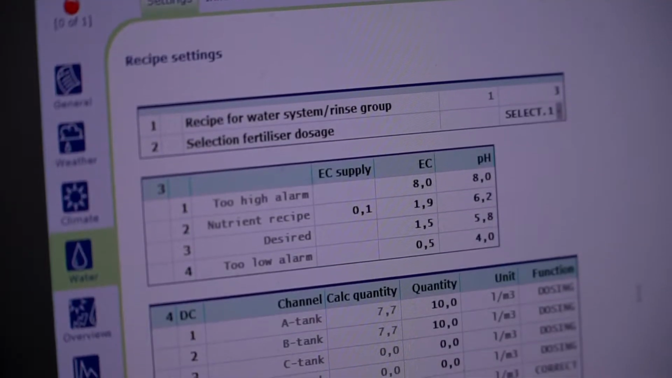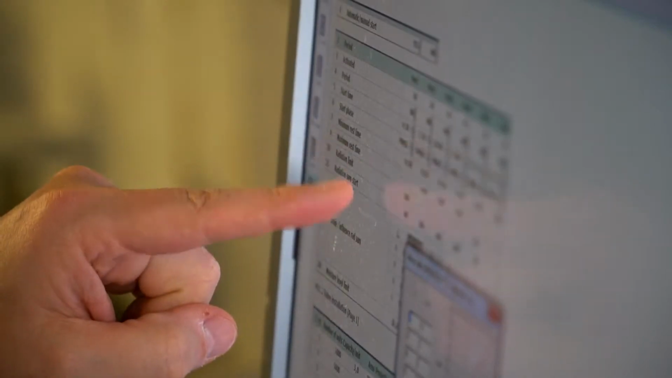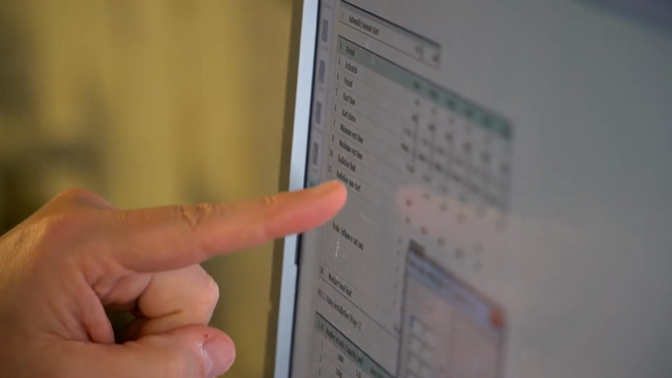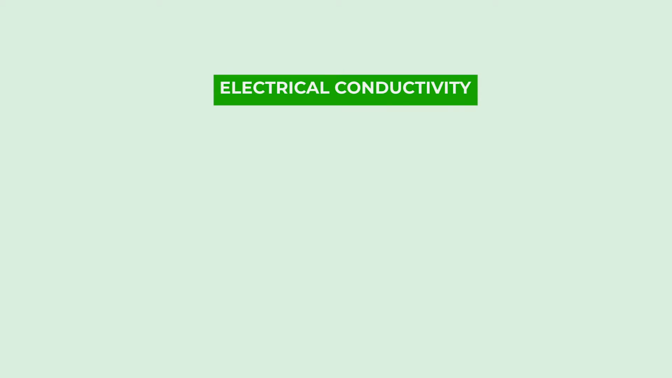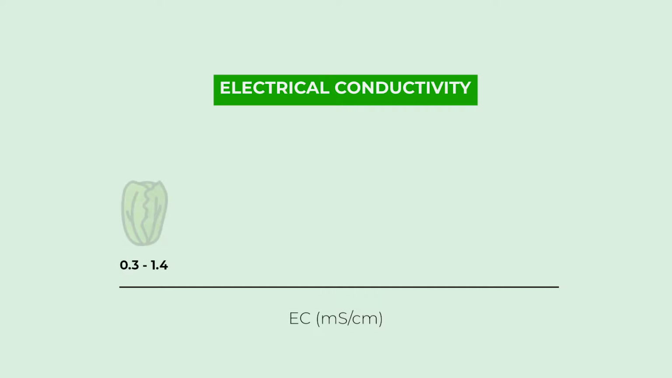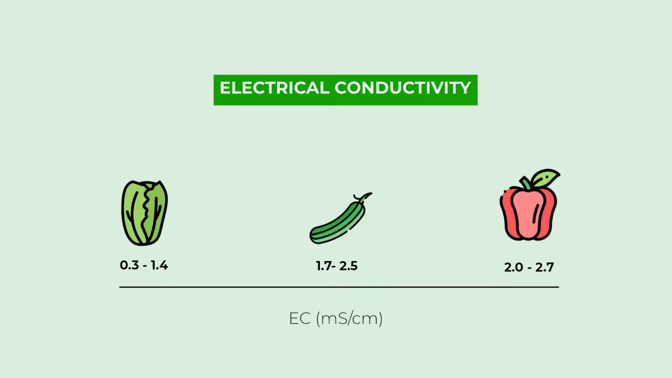This nutrient solution is typically diluted at a 1 to 100 rate and then applied at a set EC rate by the grower. EC, electrical conductivity, measures the strength or saltiness of the nutrient solution. Some crops, for example lettuce, have a low salt tolerance. Other crops, such as cucumbers, tolerate a high EC.